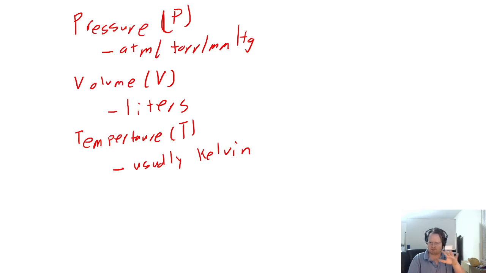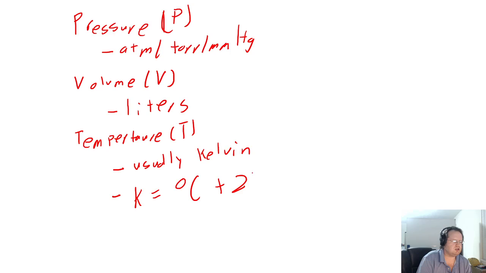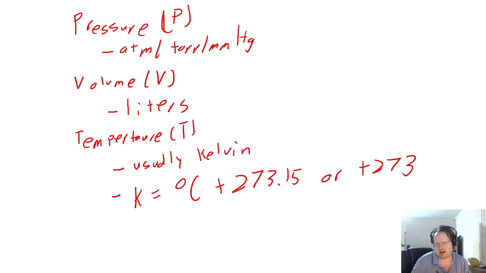It's linearly related to Celsius. So specifically, Kelvin is going to be equal to a temperature measurement in degrees Celsius plus 273.15. Or sometimes people will just add 273, depending on how accurate they feel they need to be. So it's a linear transition. This is different than Fahrenheit.